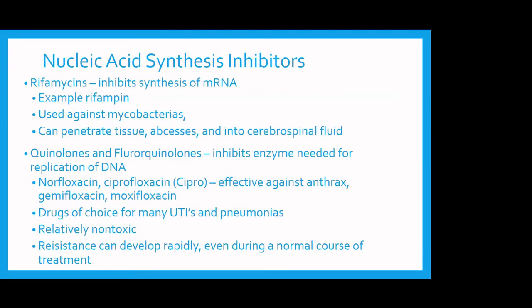And then we have our nucleic acid synthesis inhibitors. There aren't a lot of these. They aren't often used because there is a chance that they can also inhibit the nucleic acid synthesis in eukaryotic cells. A couple of exceptions to that are the rifamycins that can actually treat things like meningitis because they can penetrate into cerebrospinal fluid. Quinolones and fluoroquinolones like ciprofloxacin, Cipro, that's very good against treating anthrax. They're also used for UTIs and pneumonias, again, broad spectrum, relatively non-toxic, but resistance can develop rapidly.